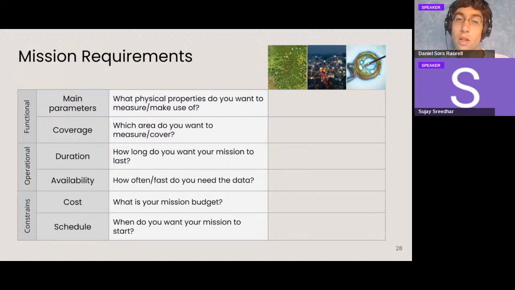What could be the duration of our mission? So how long do you want your mission to last? That could be maybe a few months to explore what's the impact on the cells, how are the cells evolving with radiation or without the radiation, with microgravity, and so on. The availability of it, how fast do we need this data? Do we need it every second or every minute or every hour? Or perhaps every day it's okay, or every week or month or year. So we should touch base on that.